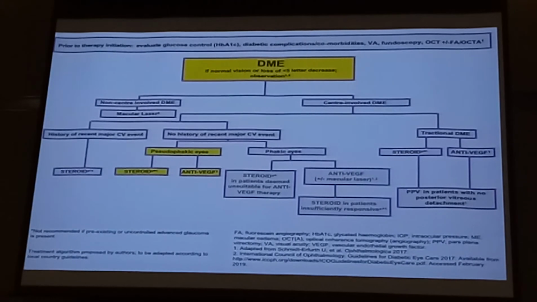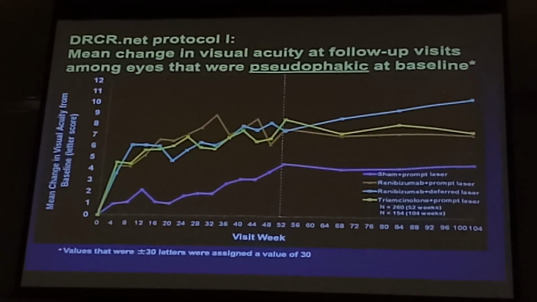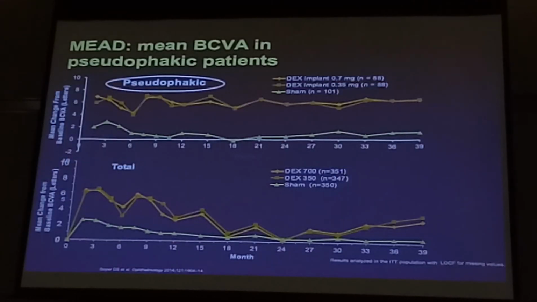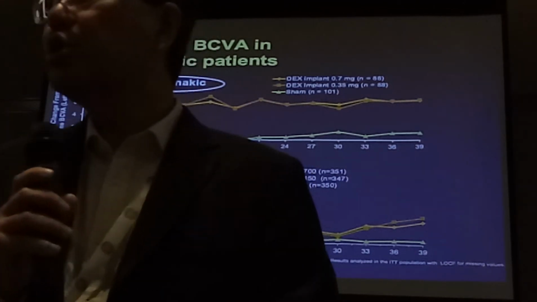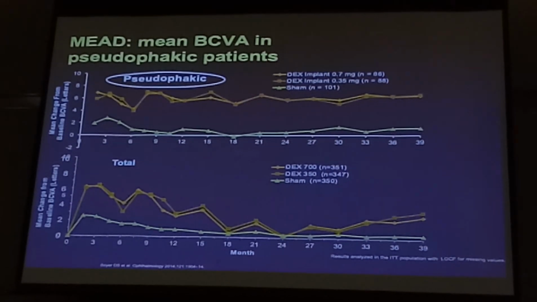Now this is very useful when you have a patient who does not have a lens, pseudophakic. Why? Because when you take away the effect of cataract or cataract surgery, even triamcinolone does relatively well. Right? So these are patients who are pseudophakic. You see now that their results are almost as good as ranibizumab. Similarly, with the DEX implant, they don't lose their vision because of cataract. They maintain their vision. Right? So in pseudophakic patients, and those who are not steroid responders, steroid can be a first-line treatment for diabetic macular edema.